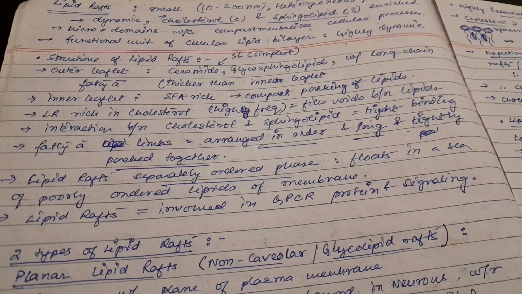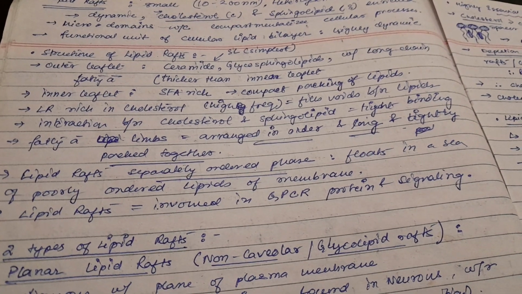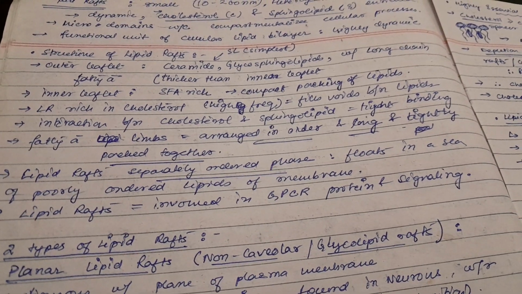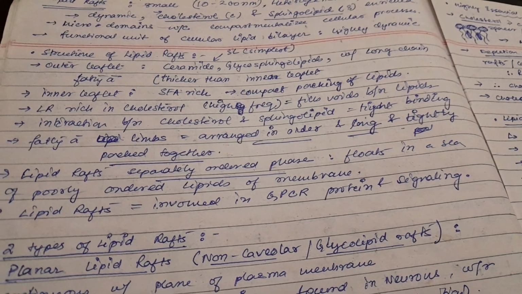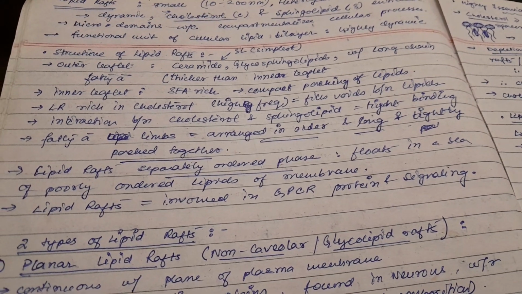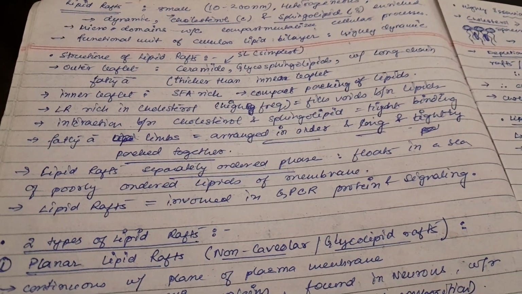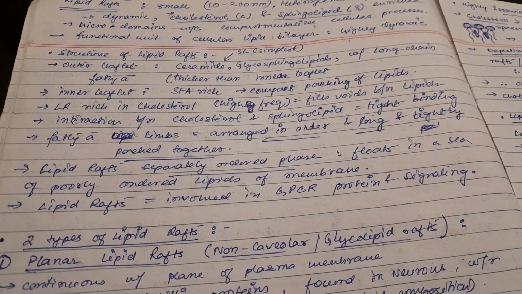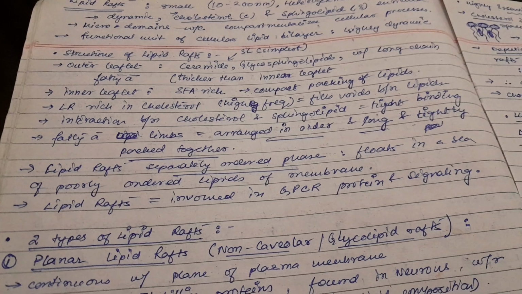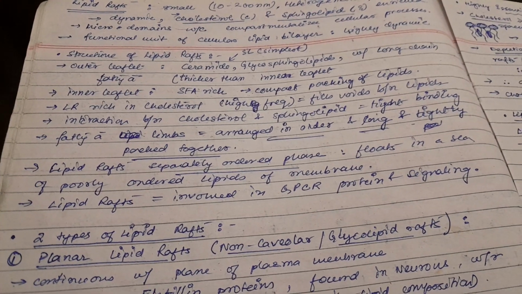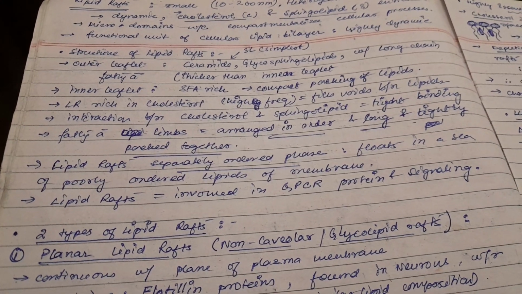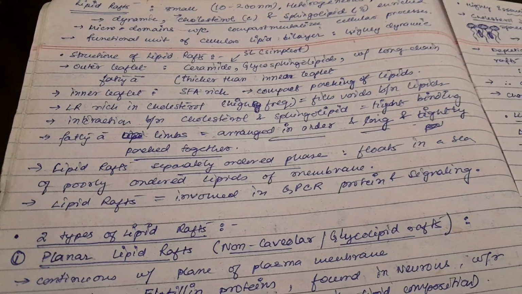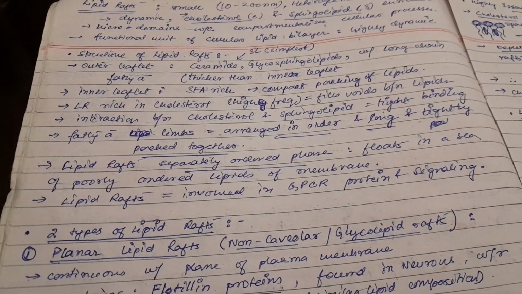Since it is rich in cholesterol and sphingolipid, it gives a compact binding between the two, as there is intense interaction between them and a very tight one. So, they get closely packed together. So, we can say that lipid rafts are in a more ordered state than the rest of the haphazard or random structure of the plasma membrane.